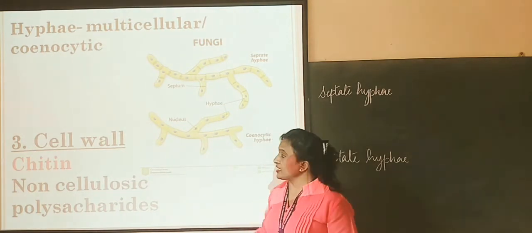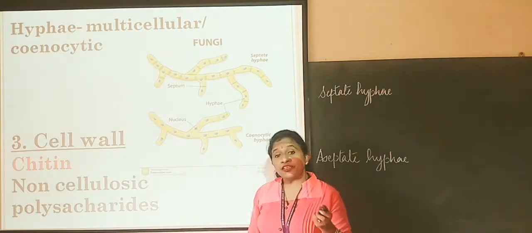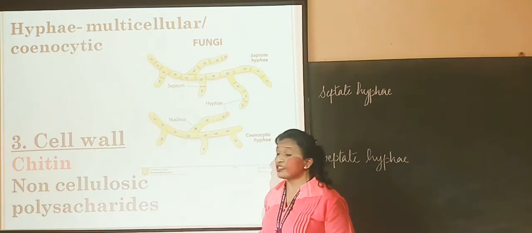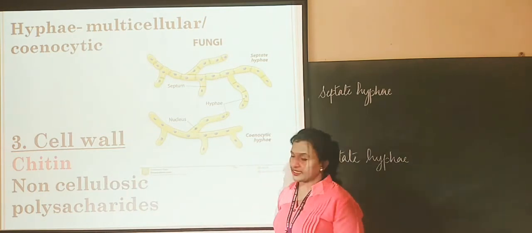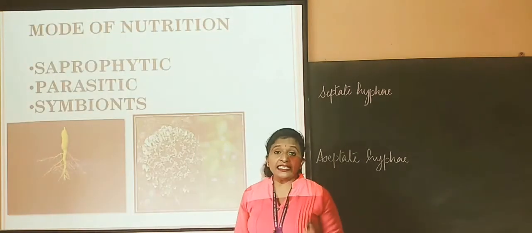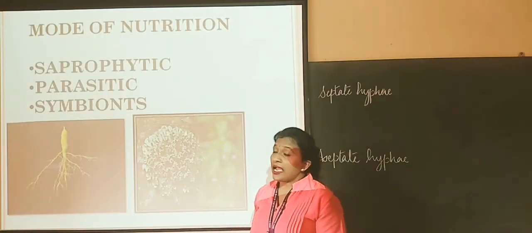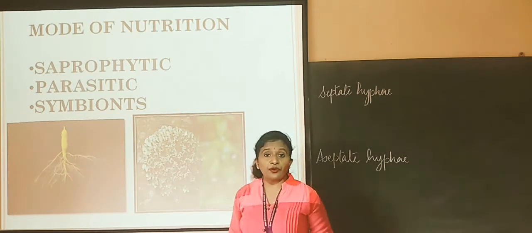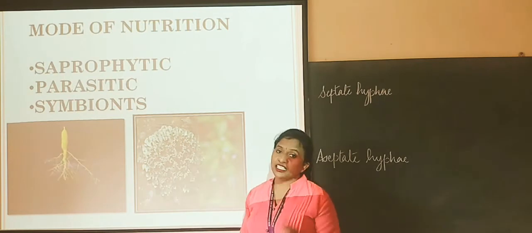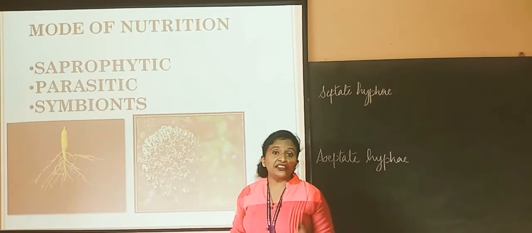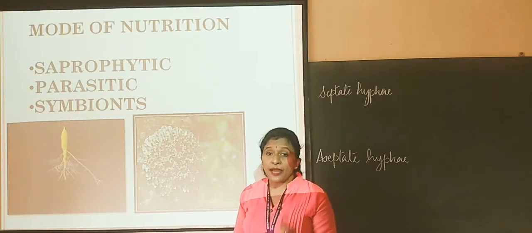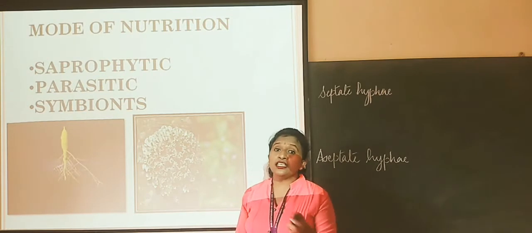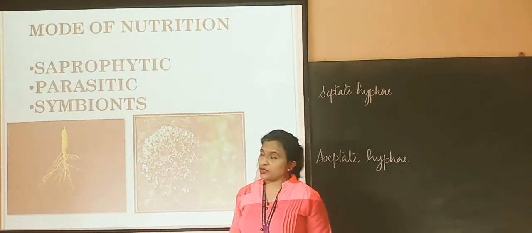The cell wall is made up of chitin. We call it fungal cellulose. Okay? Also it has non-cellulosic polysaccharides. The fungi are heterotrophic in nature, and that is the unique feature of this kingdom. They can be either saprophytic or parasitic in nature. The saprophytes take soluble organic matter from dead organisms, and parasites are those which live on the living host. Okay?